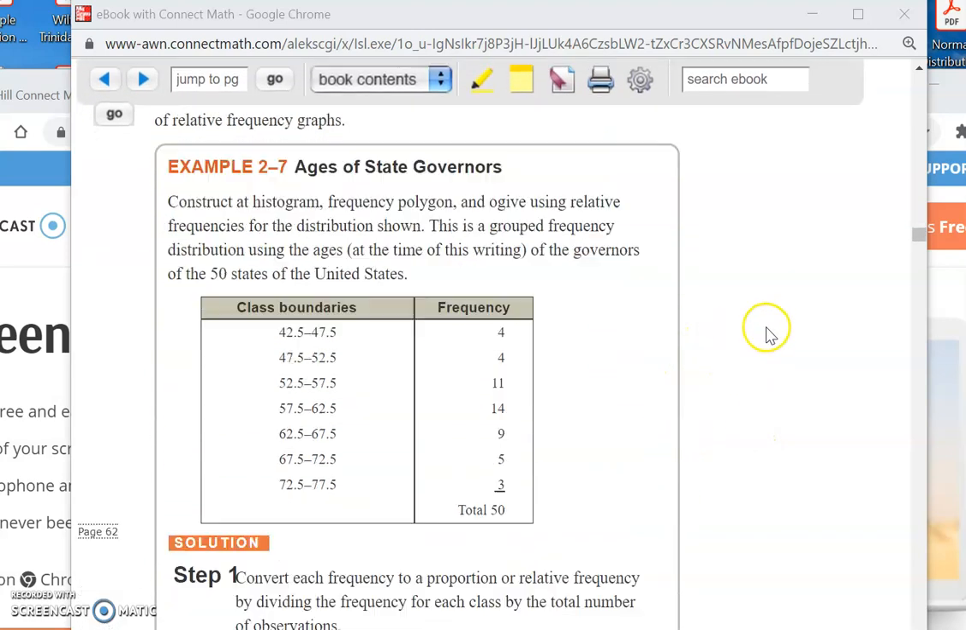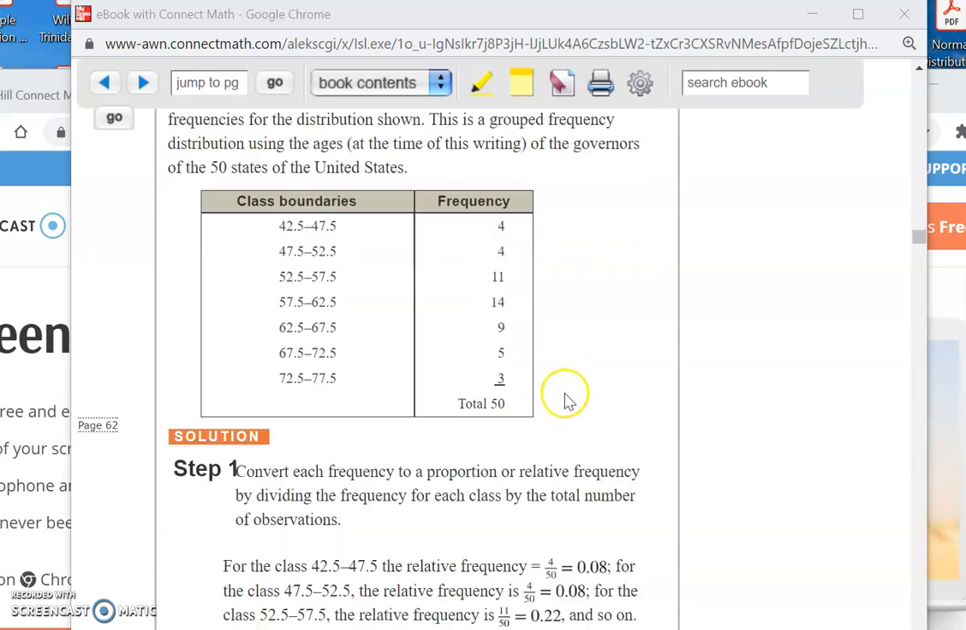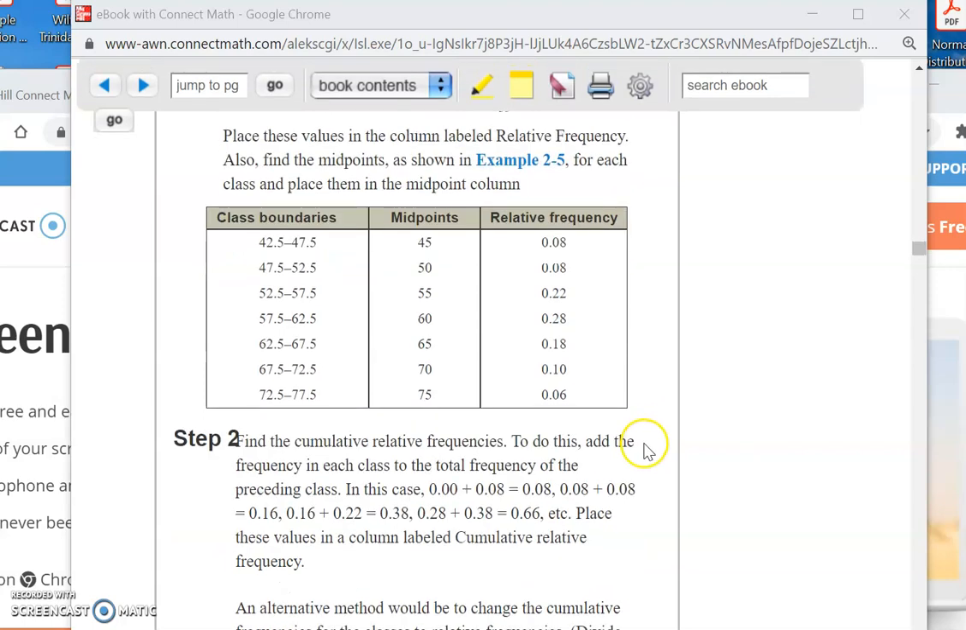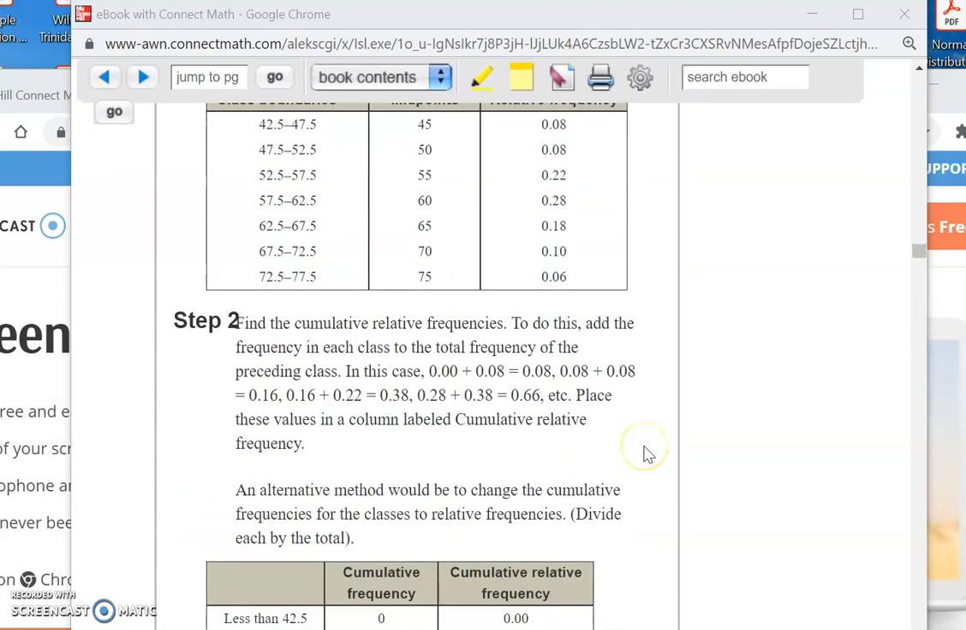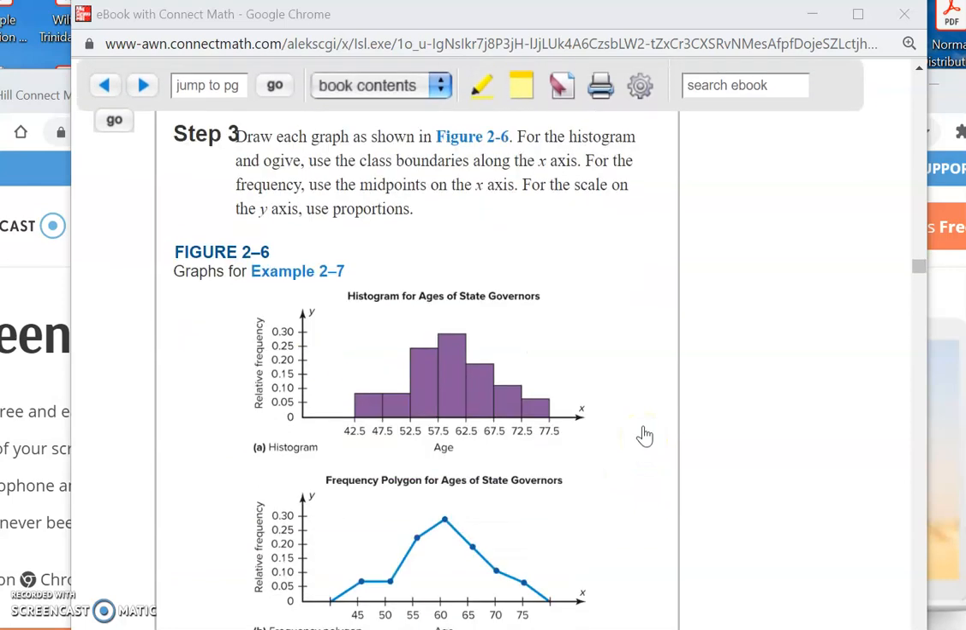Okay, so let's take a look here. This is the ages of state governors. We're going to construct all this stuff. I know this is boring as dirt, but just trust me, it gets more interesting later on. Walk your way through this. Do it at least once in your lifetime. And now we're going to draw the graphs for all this stuff.